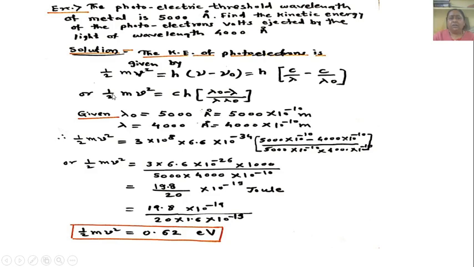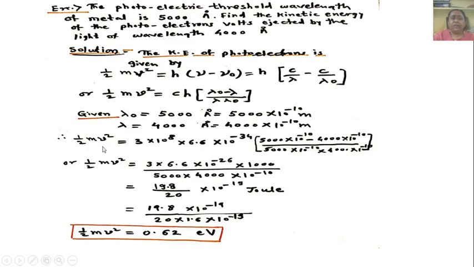Now here 1 by 2 m v square equal to c into h into lambda 0 minus lambda upon lambda into lambda 0, where lambda 0 equal to 5000 angstrom, that is equal to 5000 into 10 raised to minus 10 meter. Here the angstrom is converted into meter. Also given is lambda, that is the wavelength, 4000 angstrom, which is also converted into meter. So 4000 into 10 raised to minus 10 meter.